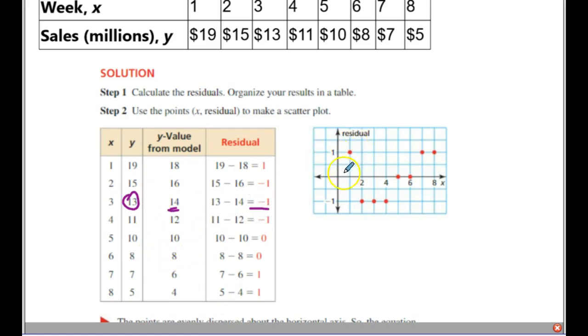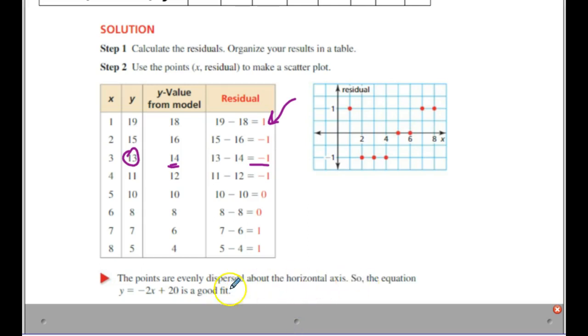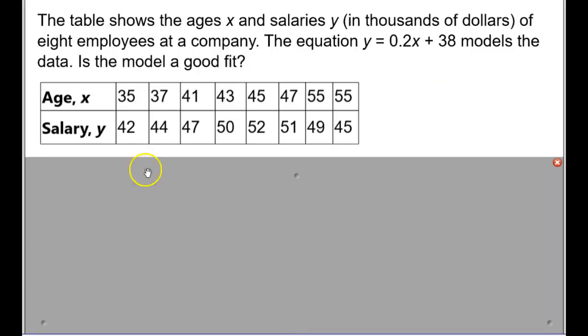Then I plot those points on a graph, the residual points. This first one was a positive 1, this next one was a negative 1, then a negative 1. And we can see that they're scattered around. There's a couple right on the x-axis, which means they were exactly the same. There's a couple above and a couple below. Since they are spread out fairly evenly, this tells me that yes, that line is a good fit. So let's look at another example.